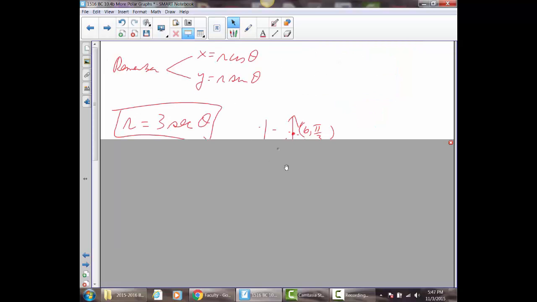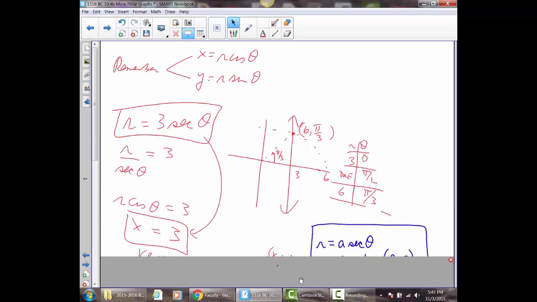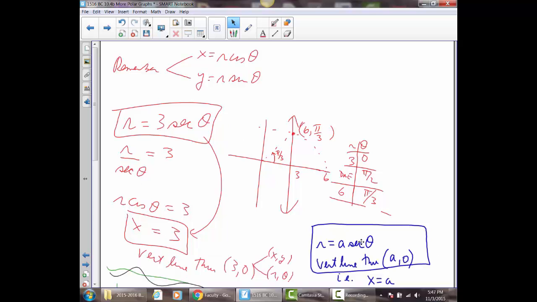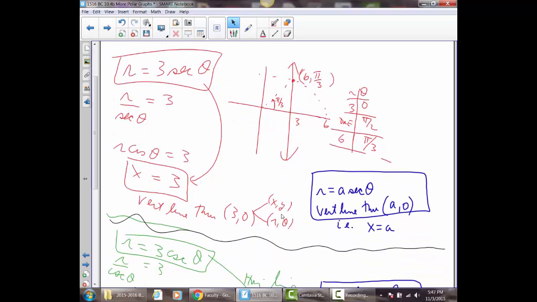Remember these relationships. r equals 3 secant theta, just to prove to you what it is. Divide by secant. 1 over secant is cosine. r cosine theta is x. So this is actually a vertical line. So r equals a secant theta is a vertical line through the point (a, 0). Notice this one goes through the point (3, 0).